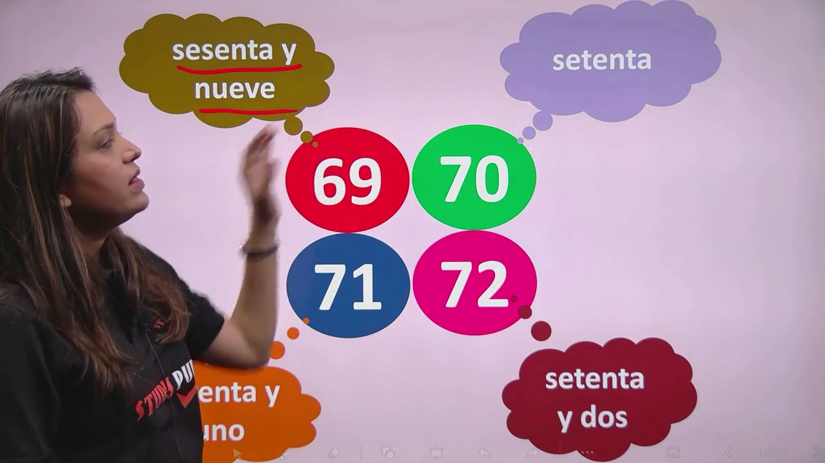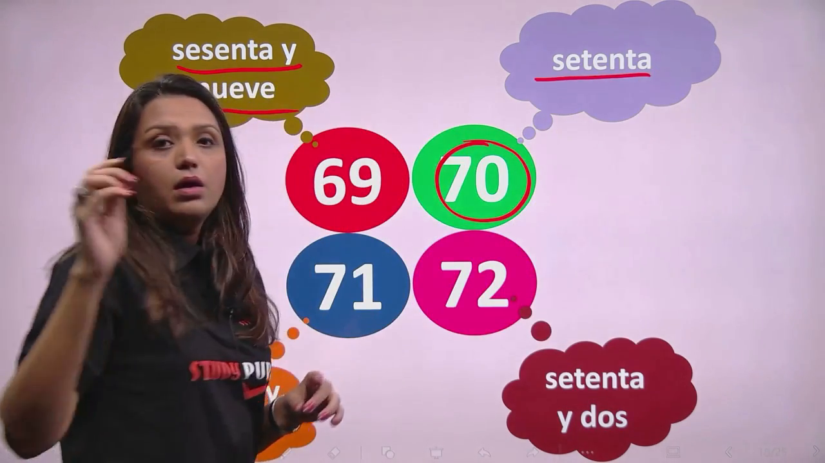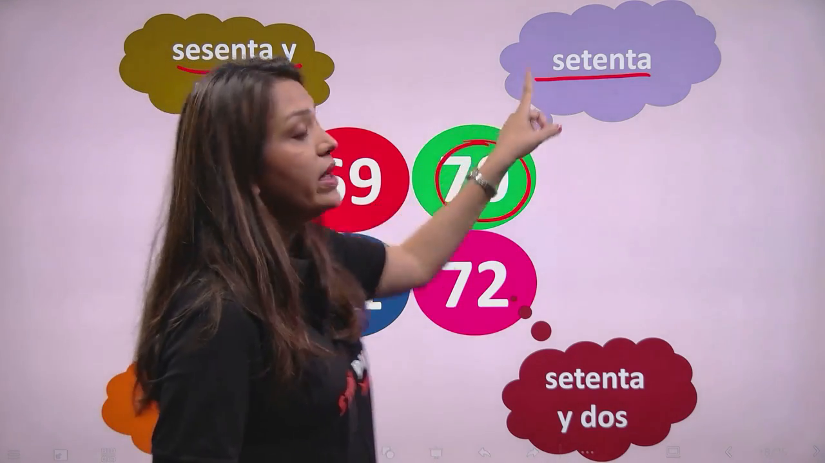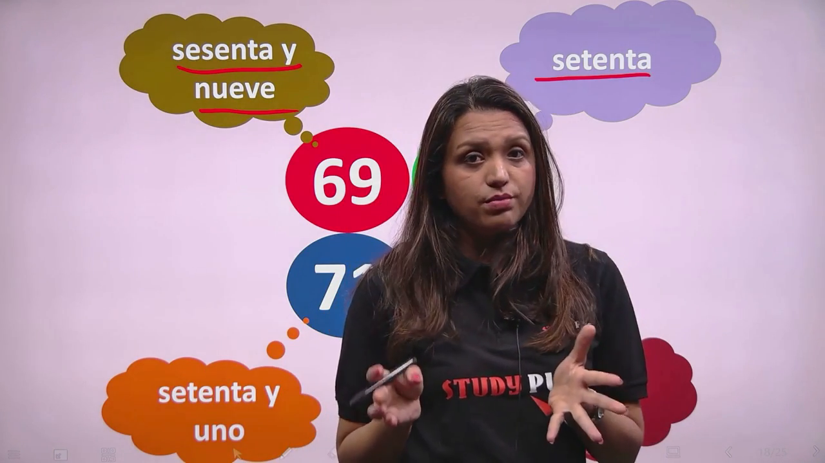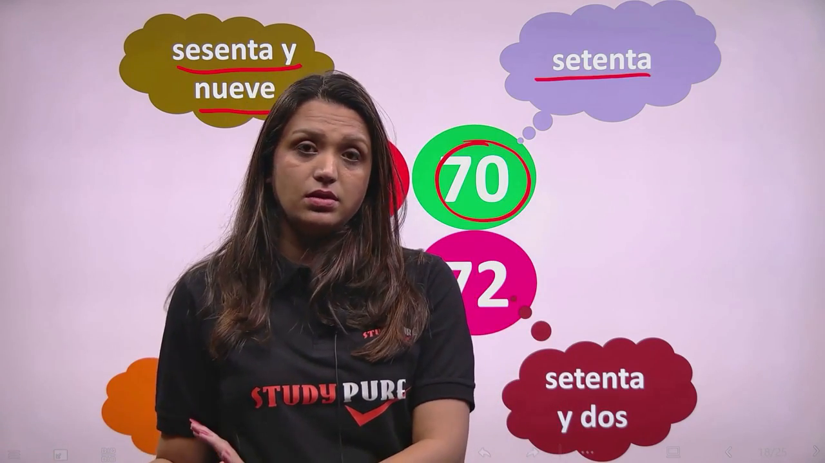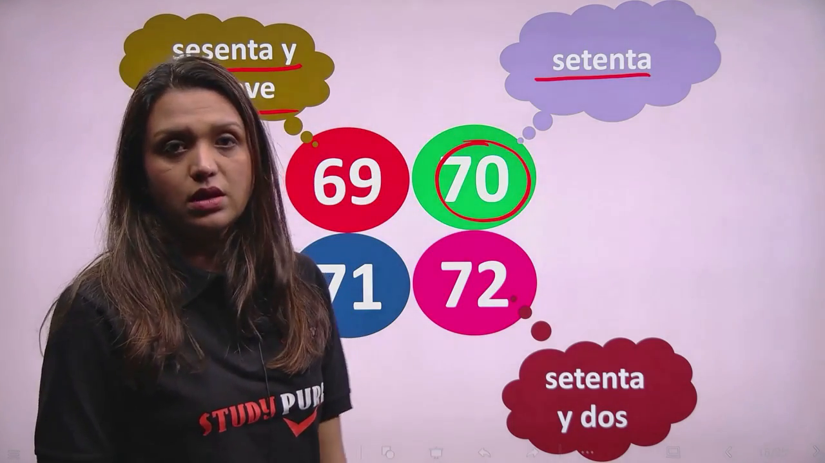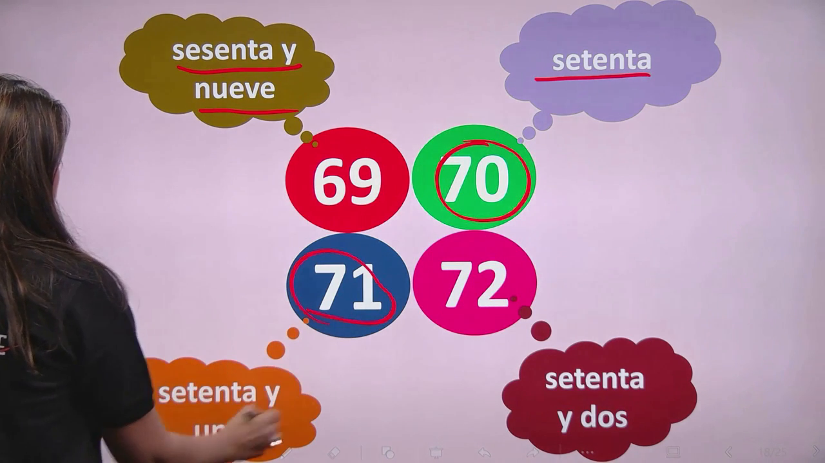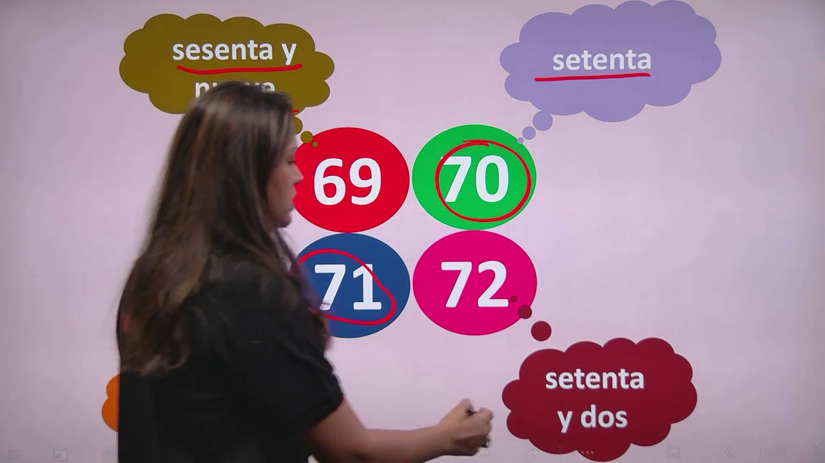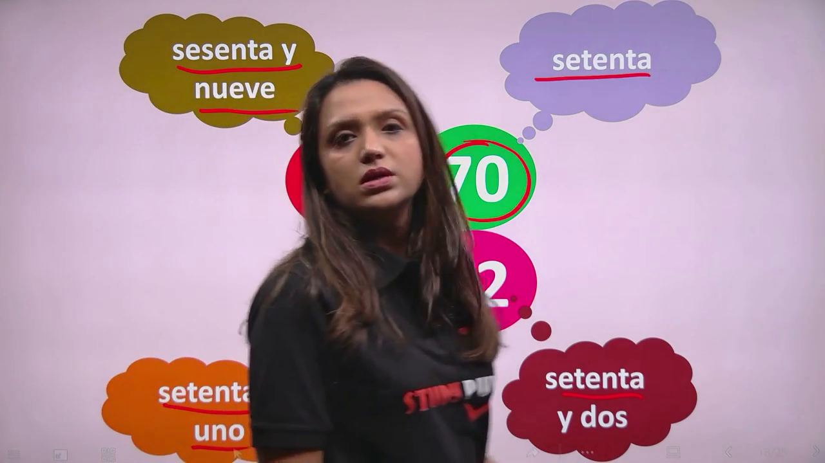Then what do we have? We have here 70. Number 70 is called setenta. Caution. 60 is called sesenta and 70 is called setenta. It takes a while to remember, but please don't replace sesenta and setenta. Okay? Sesenta is 60, setenta is 70. Number 71, setenta y uno. Number 72, setenta y dos. The same pattern, but now with setenta.